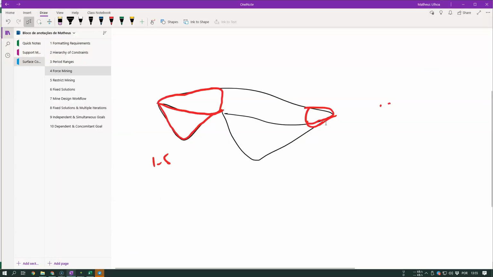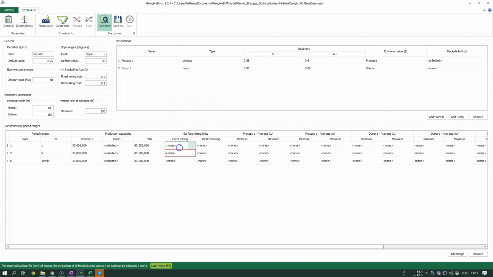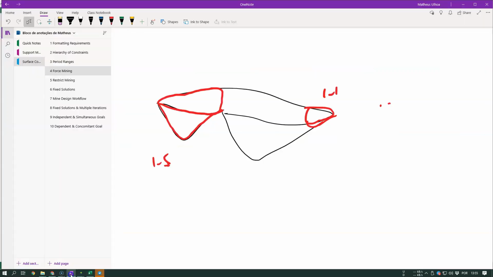Maybe I have a different situation. Maybe this bit over here would be forced from 1 to 5, and this one would be forced from just paired 1. So in this case, I would have the flexibility of setting up surface 1 over here, and here I would have surface 2. So in this case, these would be applied to paired 1 to 1, and this other surface would be applied to 2 to 5.